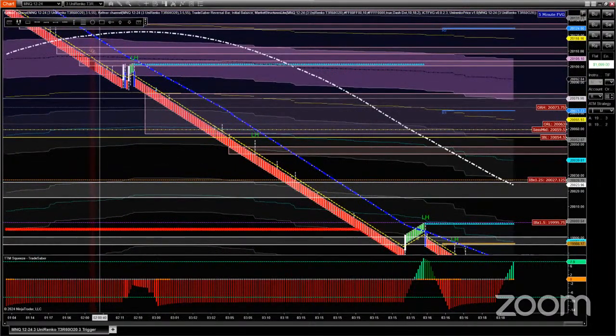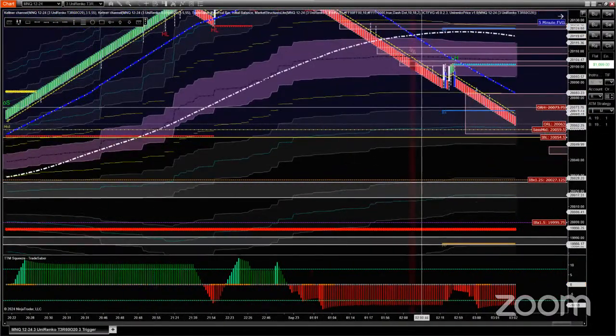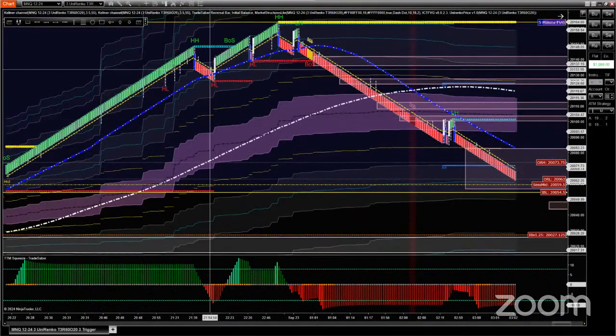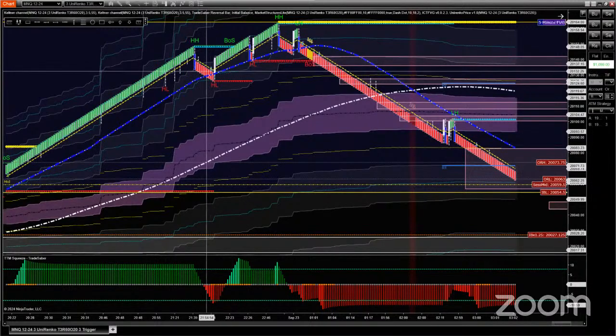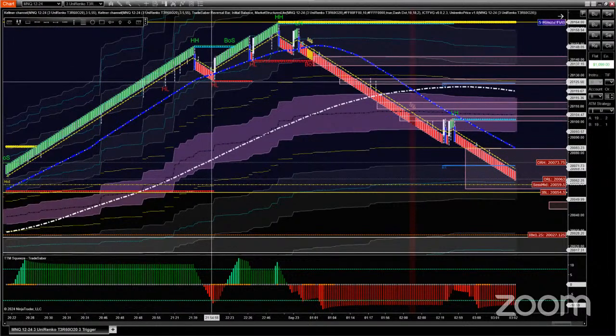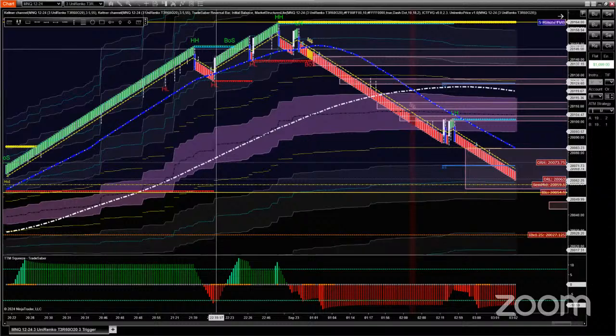For example, I'll show you one thing. You have a signal right here, going down. But what confluence is there to take that short? First of all, nothing. It's just that mirror signal, but our overall trend is to the upside. Some beginners will probably take that short and get stopped out.